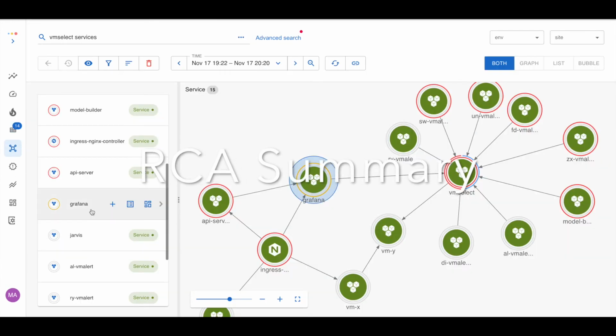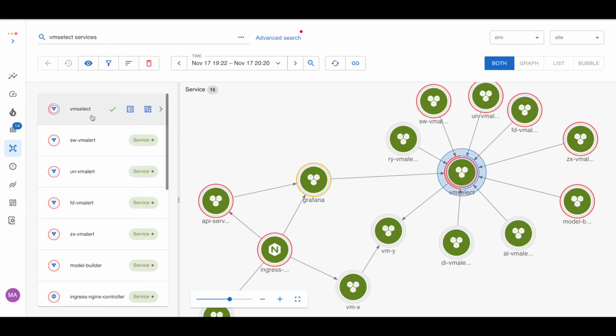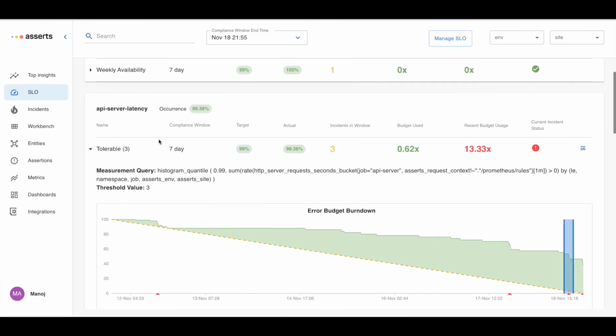A user fired a series of queries and executed them via Grafana, and that required too much memory to evaluate and caused a crash of the query service VM Select. This blocked the alert rule evaluation for some customers and violated the APS server SLO.